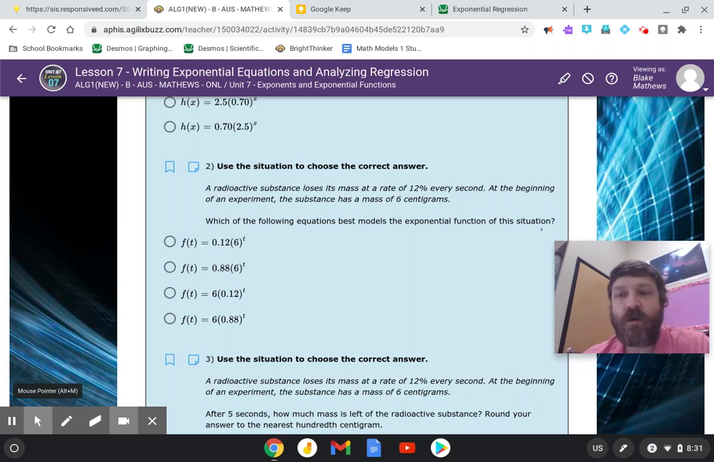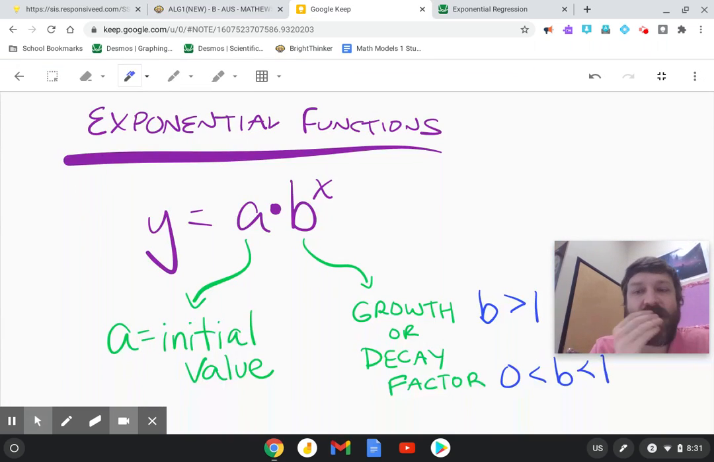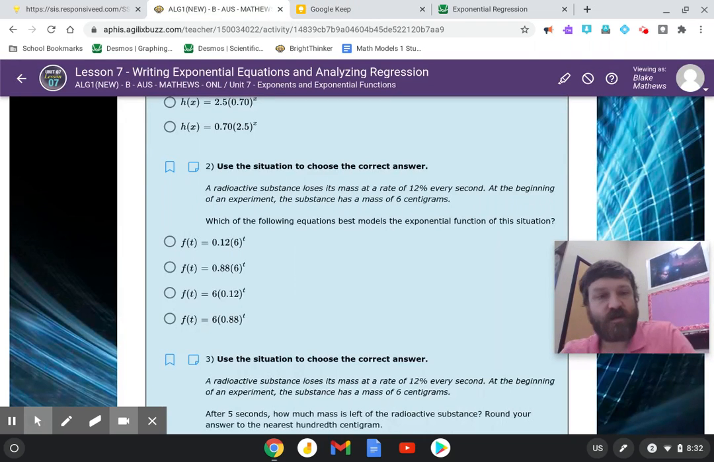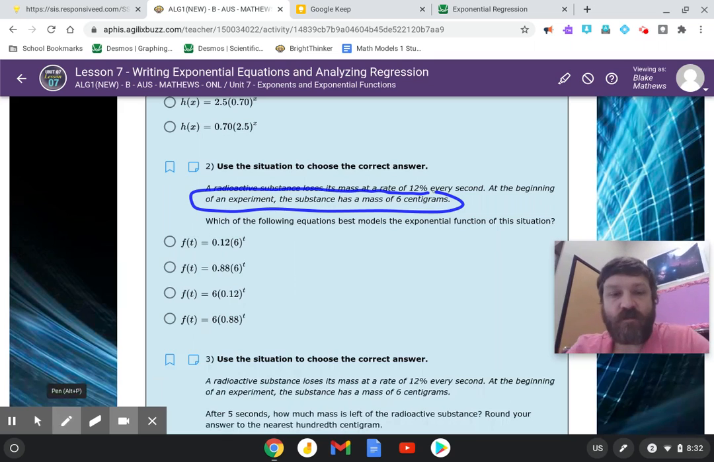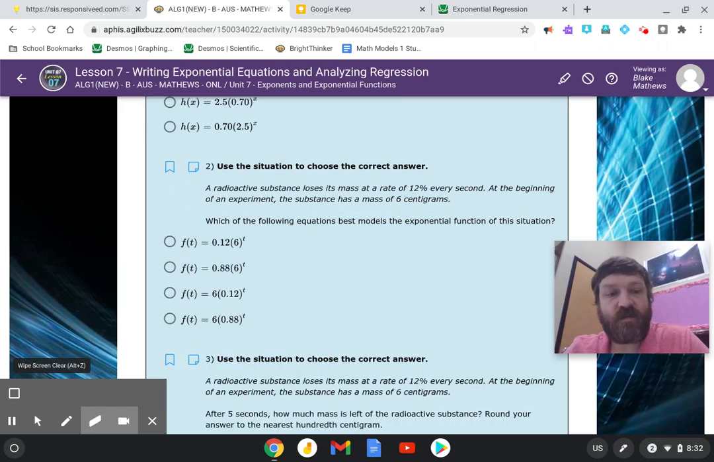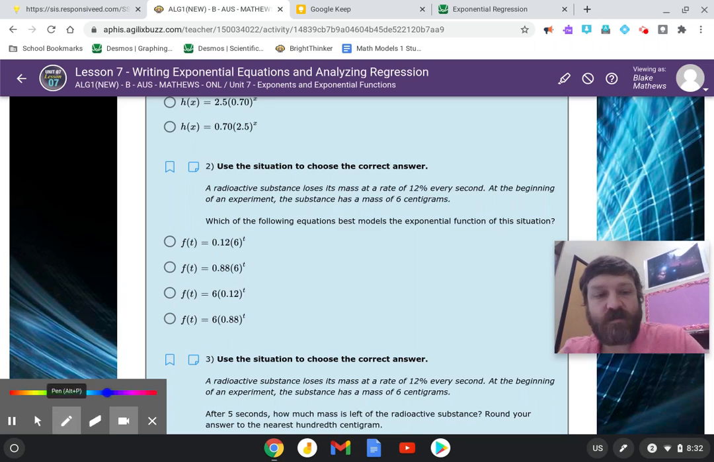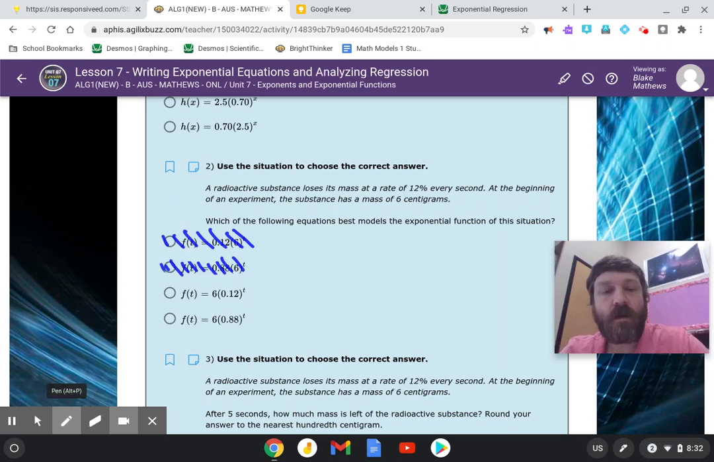Now, in this one, we want to use the information from the problem to determine in advance, without having any values, what the actual equation will look like. I mean, there's some things that we know. We know that the initial value is the A term. Let's start there. Well, I see that the initial value is at the beginning, it has a measure of 6 centigrams. So that means that there needs to be a 6 at the beginning. So that means this is going to go and this is going to go, because it doesn't have a 6. These have the 6 at the beginning. That's what we're looking for.